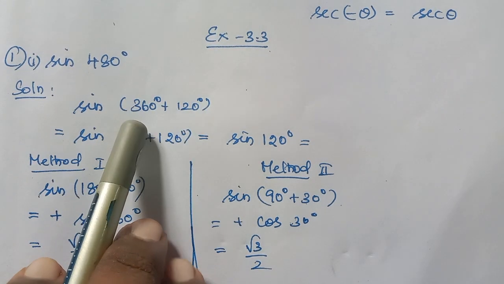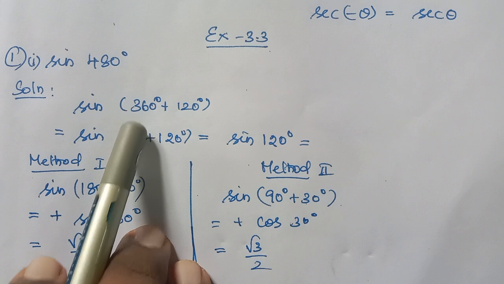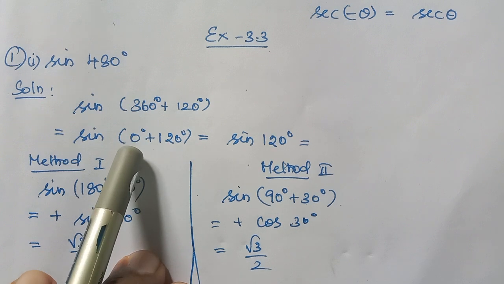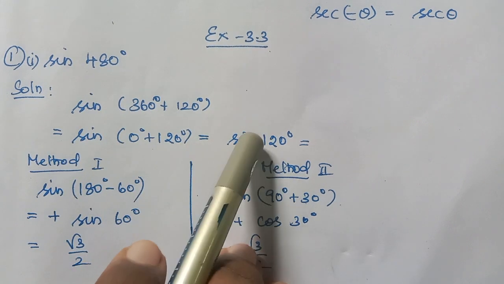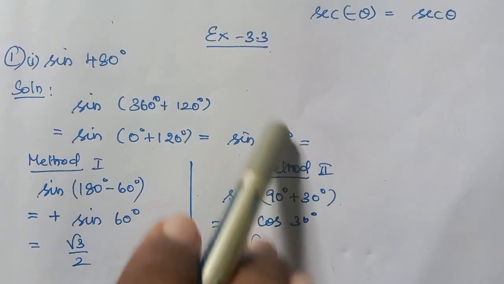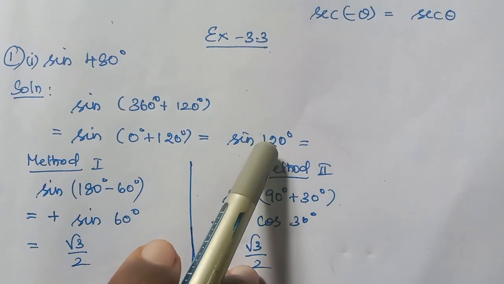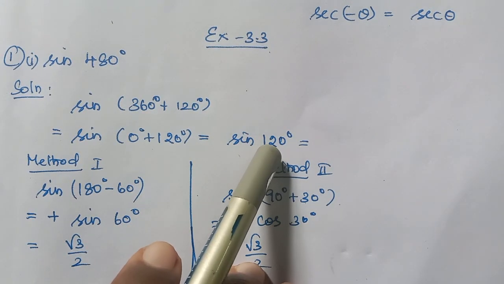I told that any multiple of 360 can be considered as 0. So I put 0 here. So 0 plus 120 is sine 120. Now you have to find the 120 value. 120 lies in which quadrant? The second quadrant. You know that very well.